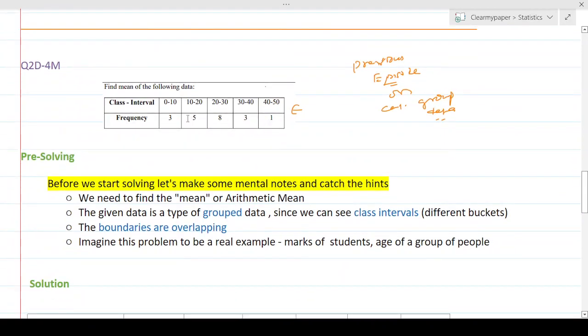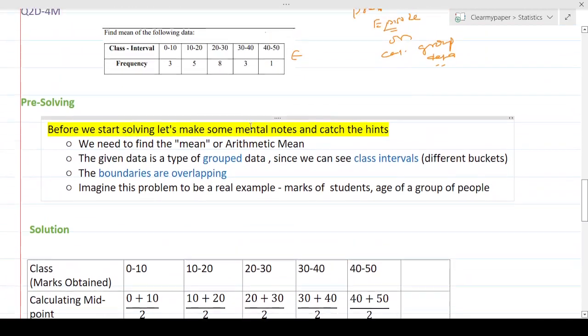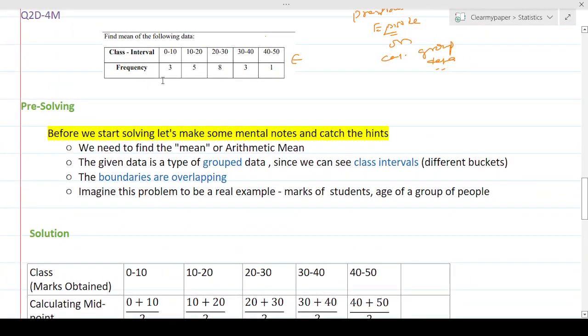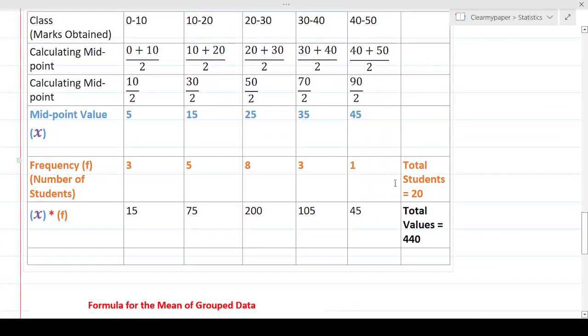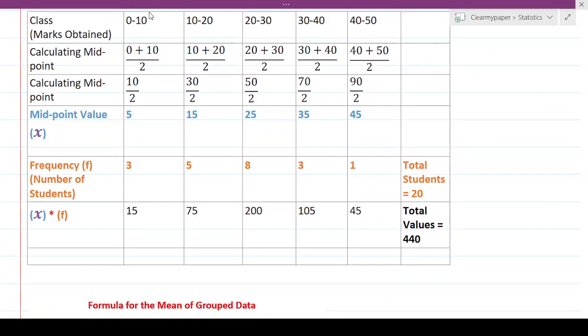So what we do is we have the given data. Again, they're given as class interval and frequency, and there are overlapping boundaries. Since you have a range, that's your cue that it's talking about group data. And that means I need to find the midpoint first. The way to calculate the midpoint is simple. You just take the average of this range, or the middle point of this, however you want to calculate.